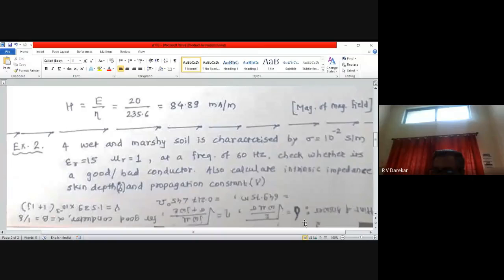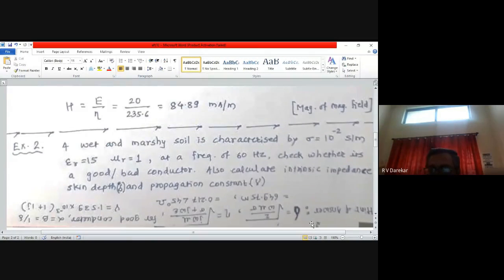Where were we? We are trying to understand the... Just a minute. I will show the screen once again. Yes. This example is required to be completed by you people. You can take a snapshot of this example.